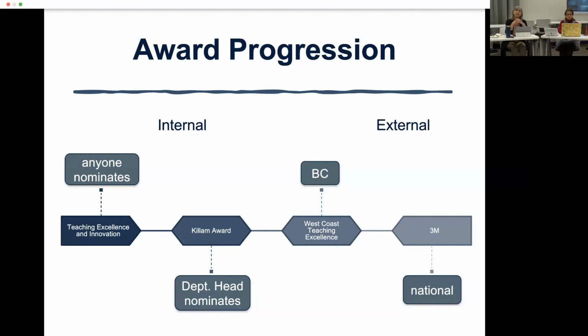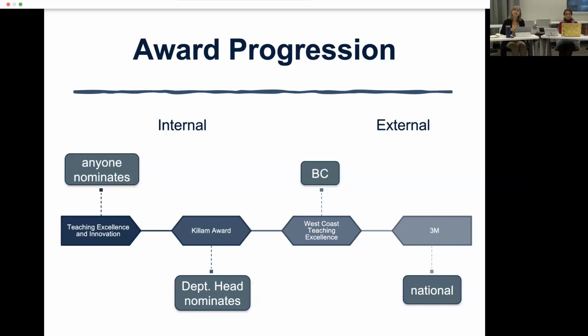So the Teaching Excellence and Innovation Award actually has 2 awards for faculty members with continuing appointments. And then there's 1 award for instructors holding a full or part-time limited term appointment. We'll send you these slides with the notes, so you'll have that information there, and I'll also show you where to find it on the website. The other award that is also through our provost office is the Killam Award. That one is a nomination by your department head, and so that one needs to be supported at that level.